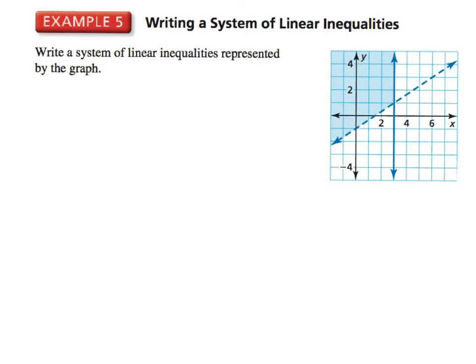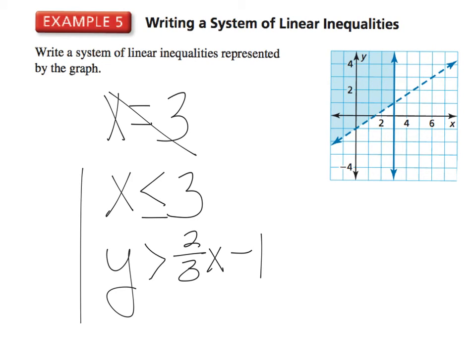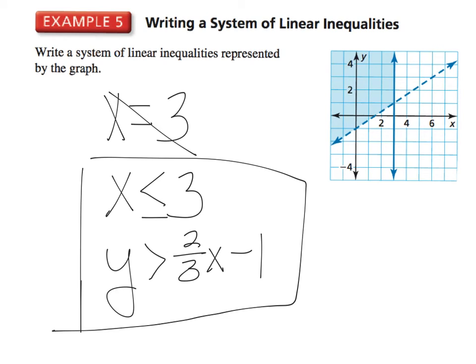All right, the vertical line is going to be x equals 3. Since it's solid and we shade to the left, it's going to be less than. So it's going to be x is less than or equal to 3. The other one goes through negative 1. It has a slope of 2/3. So it's going to be 2/3 x minus 1. We shade upward, so it's going to be greater than. It's not equal to since it's a dashed line.